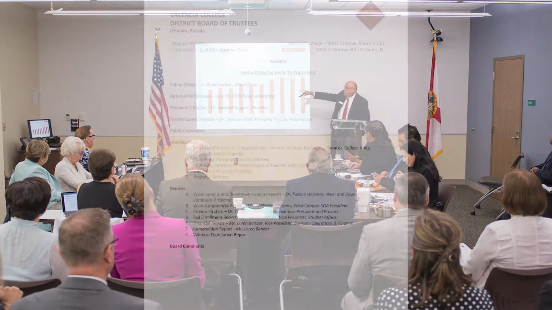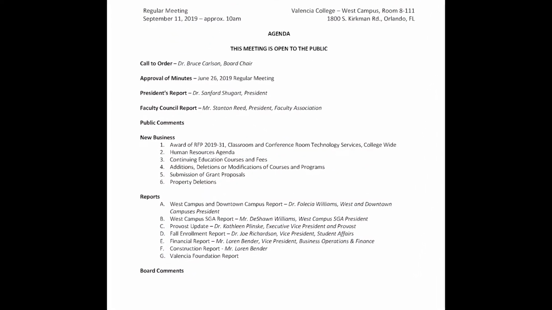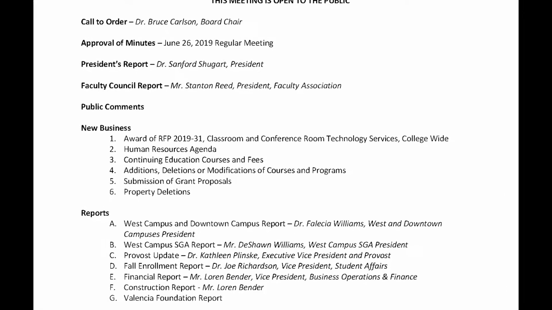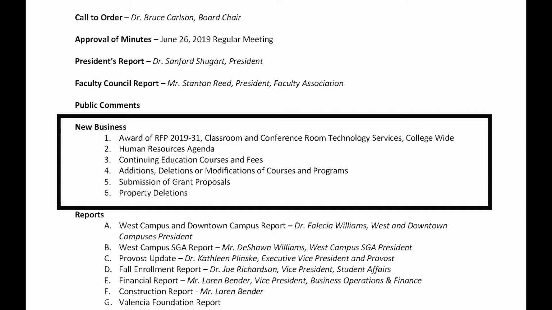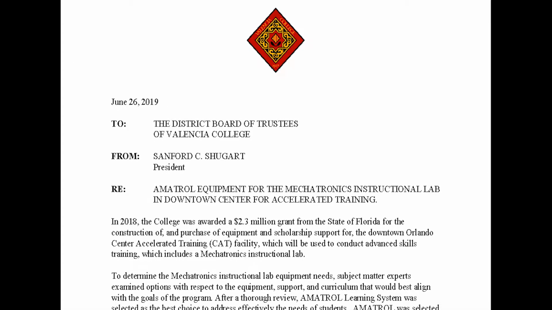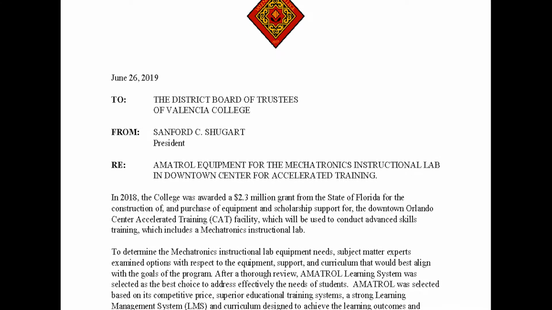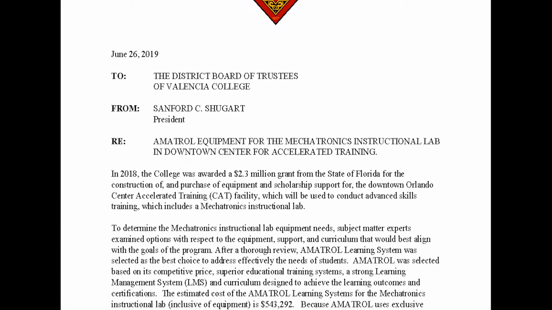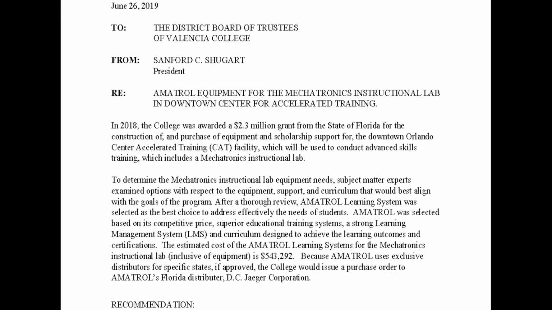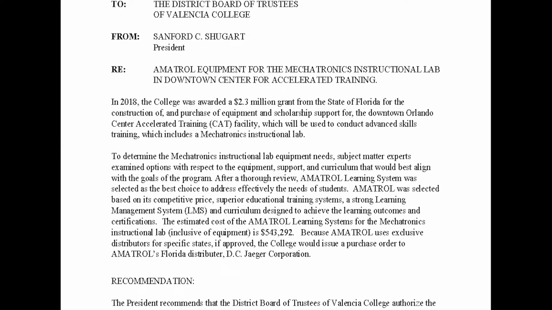For each meeting, there'll be an agenda provided in advance for your review. Within those board meeting agendas is a section titled New Business. This section includes a listing of the new business activities that require approval from the Board of Trustees. Each issue will be supported by a transmittal memo. The transmittal memo is addressed to the Board of Trustees of Valencia College. This comes from the president of the college and references the topic that the board is being asked to consider.